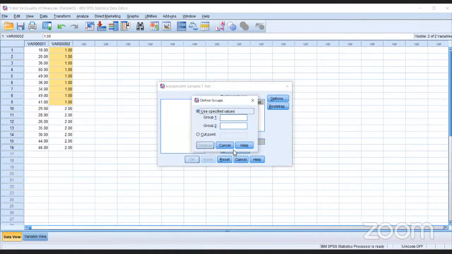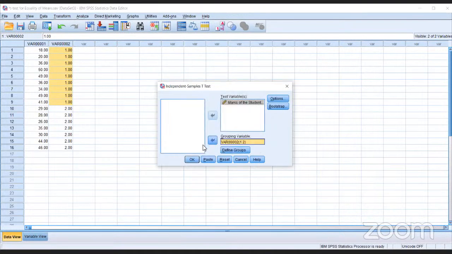Okay, define groups. Use specified values. This is the first group and this is the second group. Continue. You need to remember to give this one. Otherwise, see, now the question marks are not there. What came? The groups 1 and 2 came here. Are you able to see this one? Yes, sir. Okay, very good.